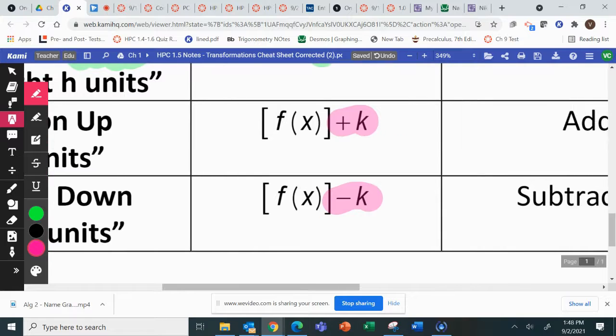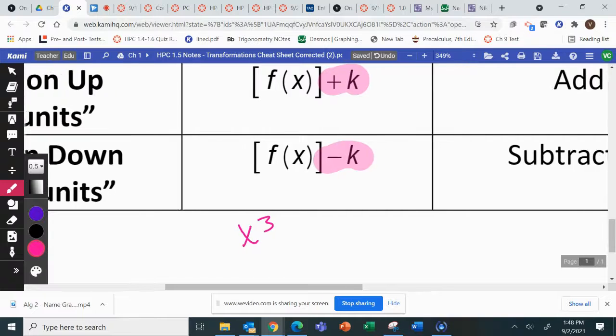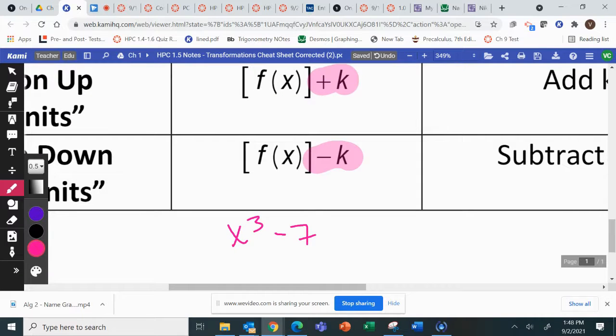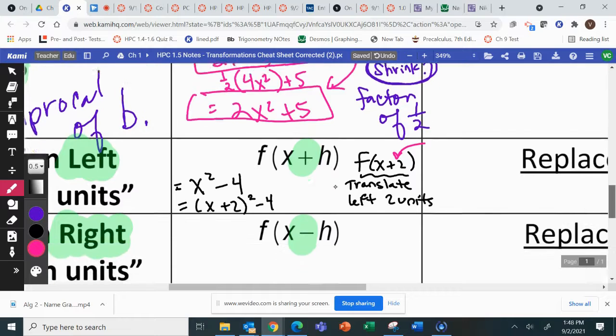Pierce, you want to give me a function? Just give me a function. Minus 7. Very good one. Okay. So if we have x cubed minus 7, I'm not done with you, Pierce. Then we're going to do f of x. And I want you to tell me what number I should either add or subtract on the outside of it. Add 2.